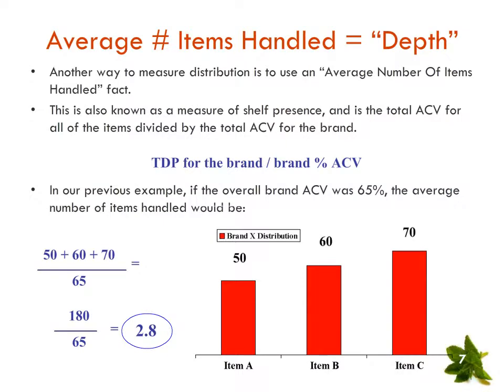One of the more useful measures to calculate using ACV and TDP is average number of items carried. This measure can provide insights on shelf presence and insights on space to sales. Average number of items carried equals brand TDP divided by brand ACV. From our previous example, we know that the brand TDP is 180 divided by 65%, which is the brand ACV, and that equals 2.8 items carried on average in the marketplace.